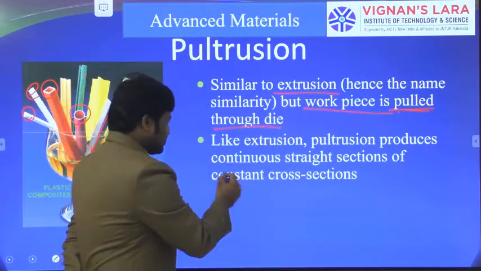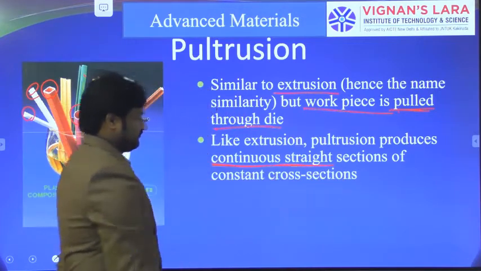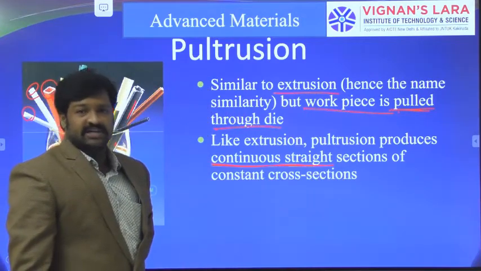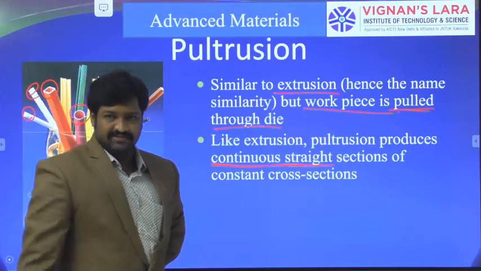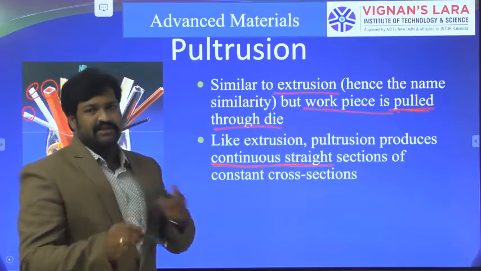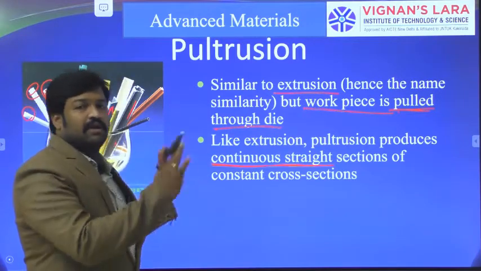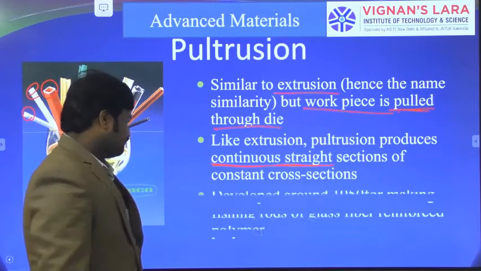Like extrusion process, Pultrusion produces continuous straight sections of constant cross section. As we discussed, if we want the same cross section throughout the component, then we will go for Pultrusion process. This is economical compared to the earlier processes.